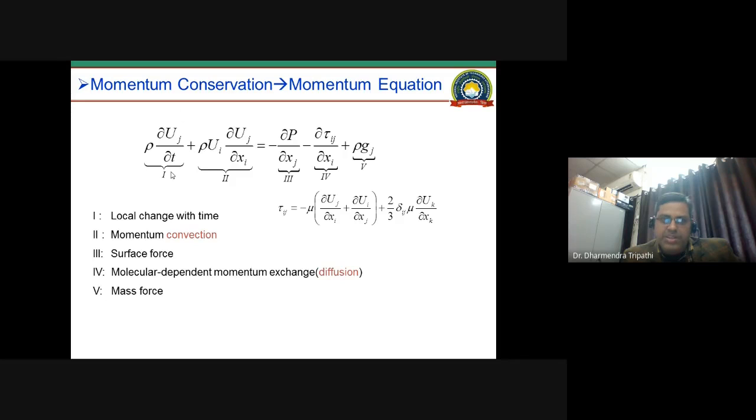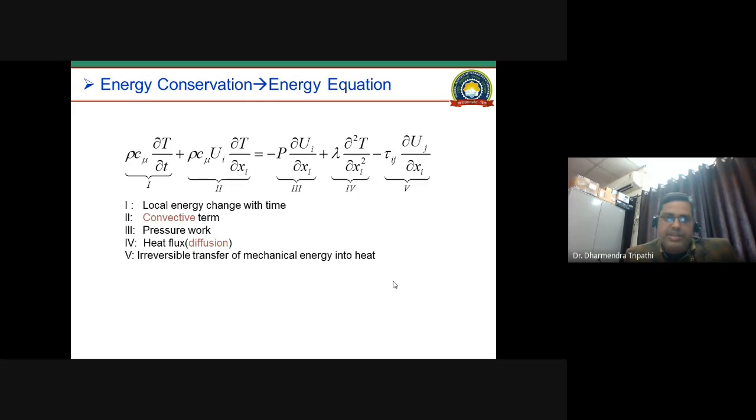again, this is the local acceleration, and this one is the convective acceleration, pressure terms, shear force, and this is the gravitational or external forces. Whatever forces are applicable for the fluid dynamics problem, you may include. Then we have energy conservation. We can also discuss the energy conservation in this.